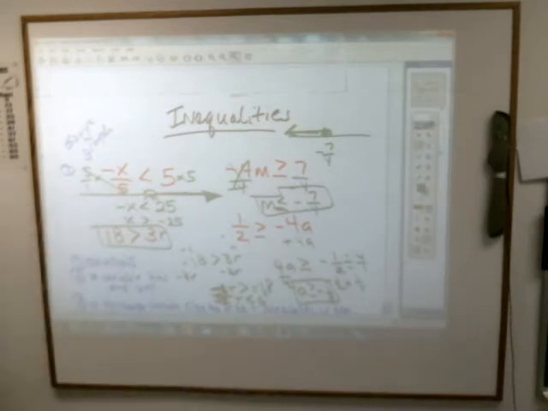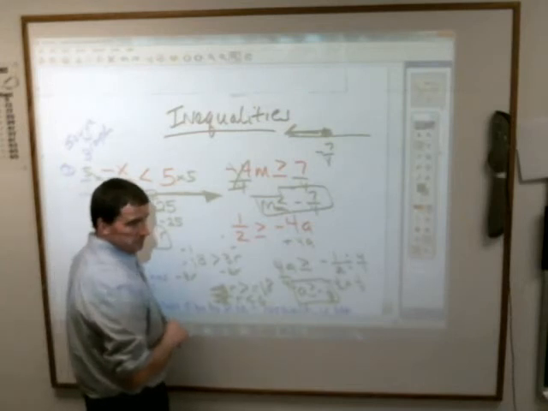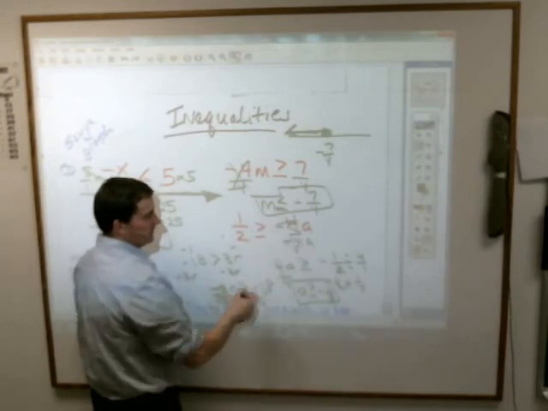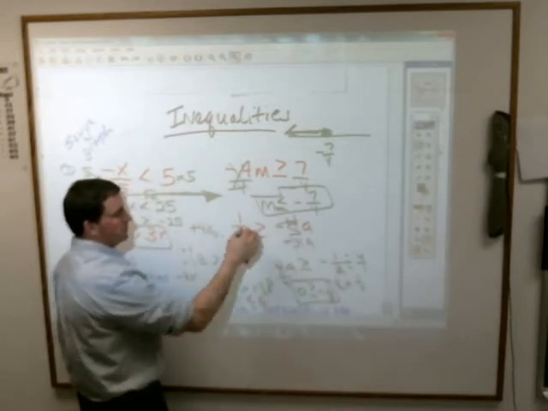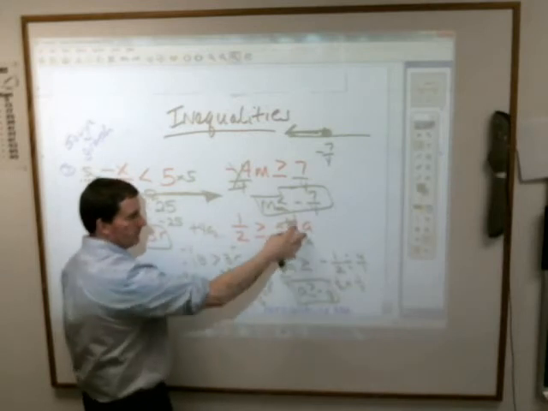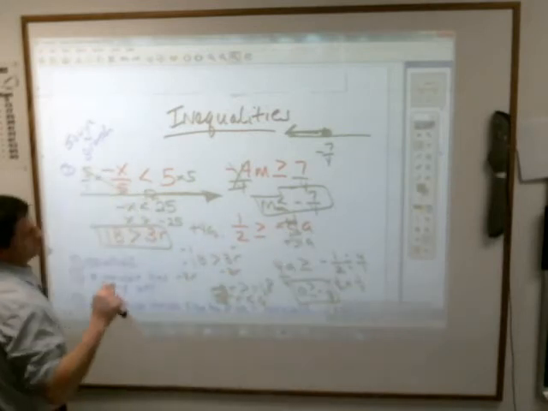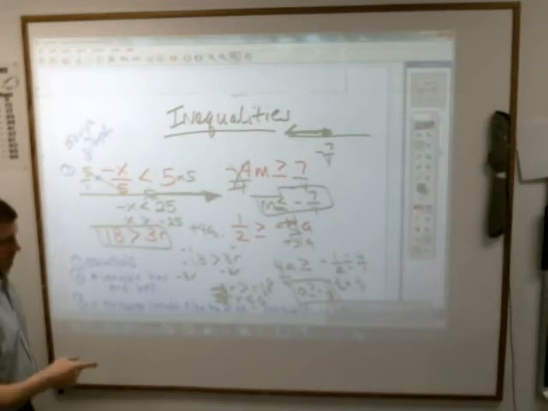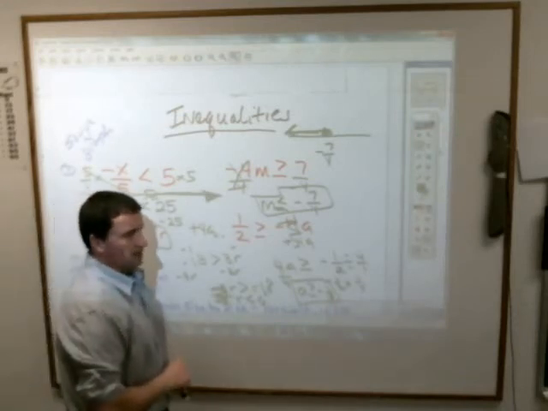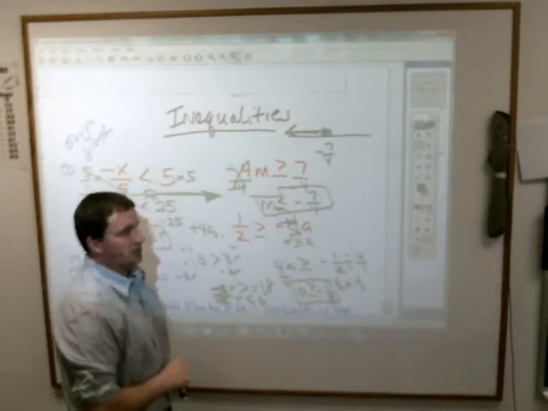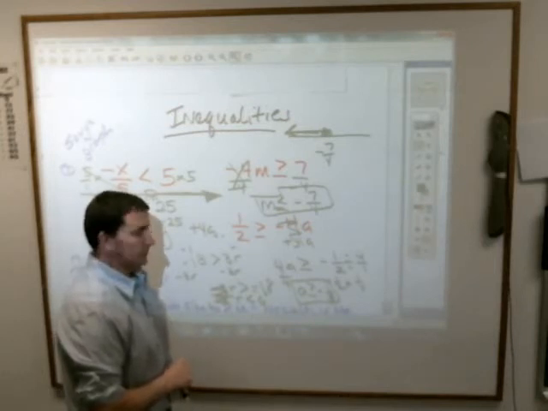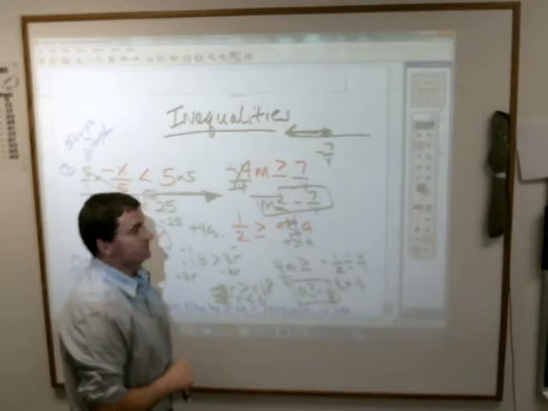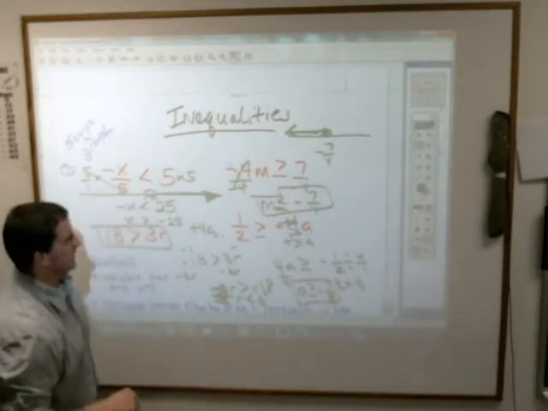I added 4A to both sides. This is completely gone on this side, but it still is a positive 4A on this other side, because what you do to one side, you have to do to the other. Wait, did you change the sign? Why would I change the sign, ma'am? I don't just randomly change signs. Did I divide by a negative? You only change the sign when you divide by negatives.